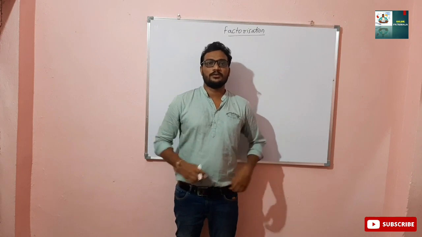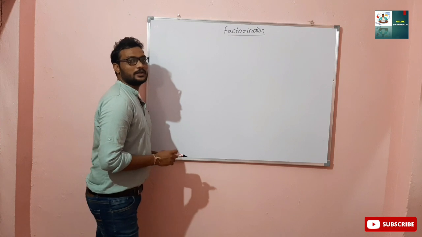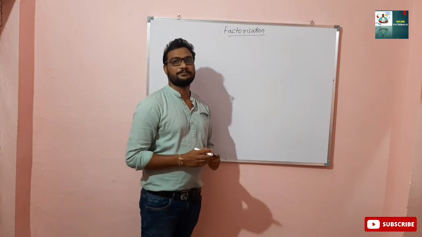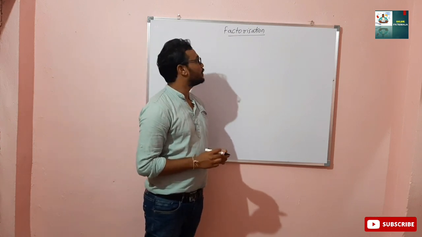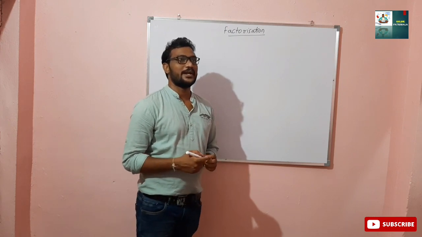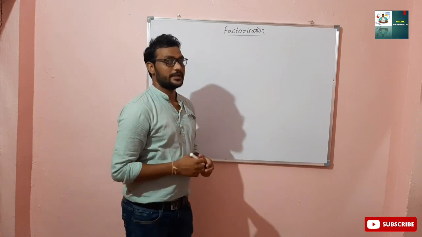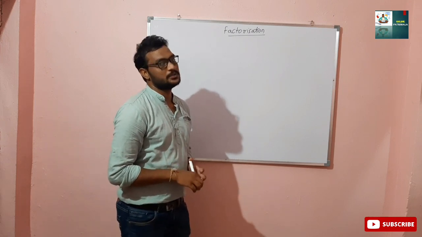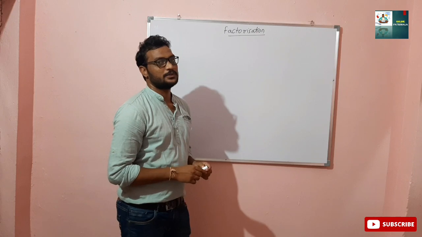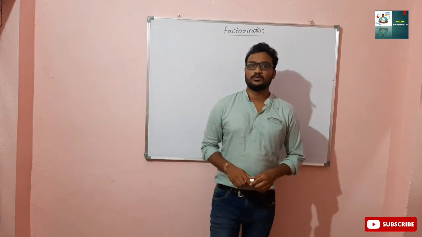Today we are going to learn a chapter named factorization. This is a very important chapter and an easy chapter also. For this, you just have to know the identities, like some formulas: a plus b whole square, a minus b whole square, a square minus b square. Whatever the formulas are, you have to know them.